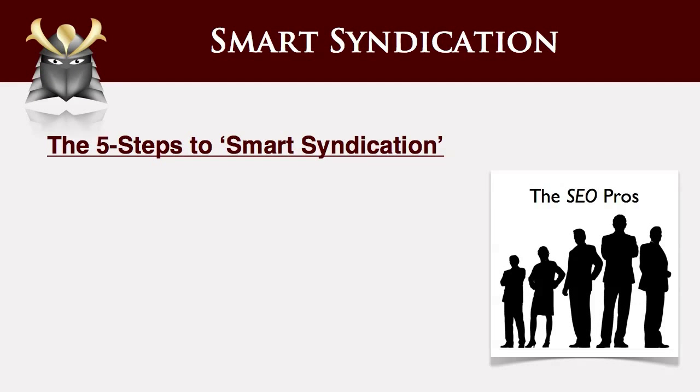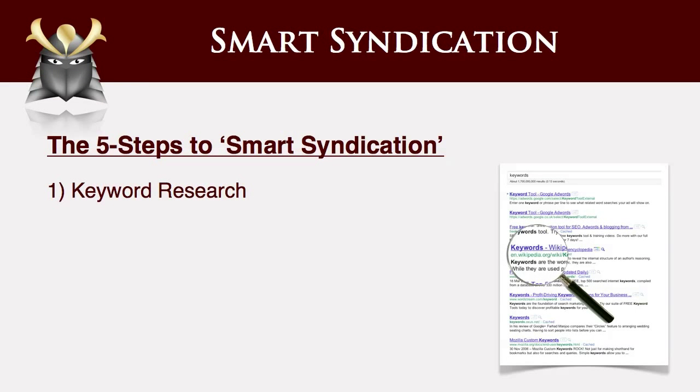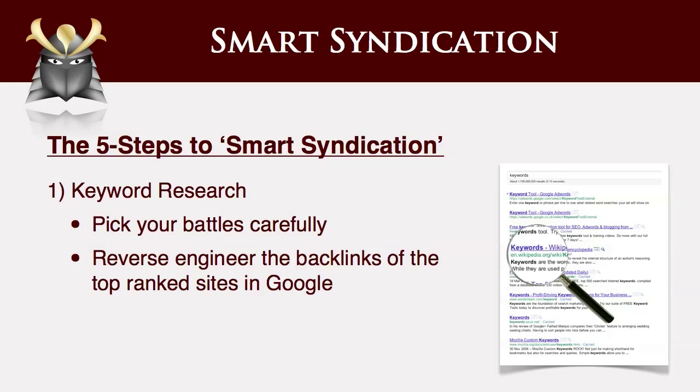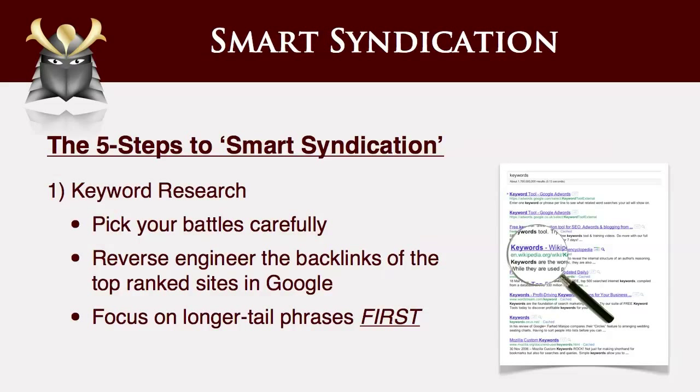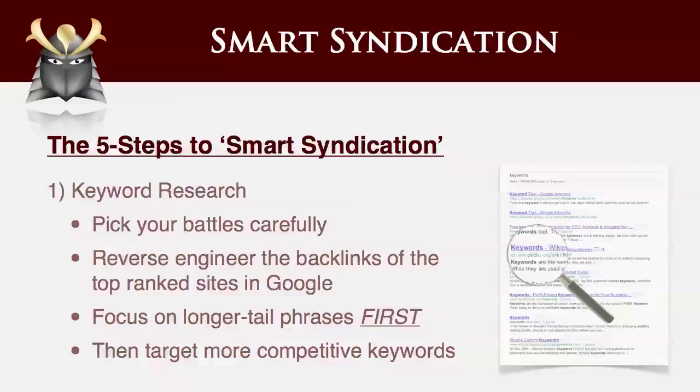So that brings us to the end of the 5-step smart syndication process, which is used by the SEO pros to achieve top rankings in the search engines. So let's just quickly recap what we've covered. The first step was keyword research, and we saw that you should pick your battles carefully by reverse engineering the backlinks of the top ranked sites in Google before deciding which keywords to target. We also saw that it pays to focus on longer tail phrases first to get some quick wins on the board and build authority. As your authority grows, you can then start targeting more competitive keyword phrases.